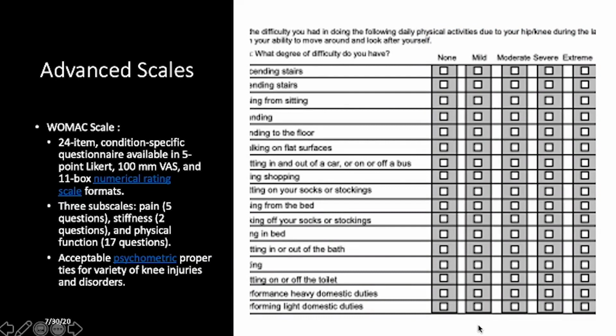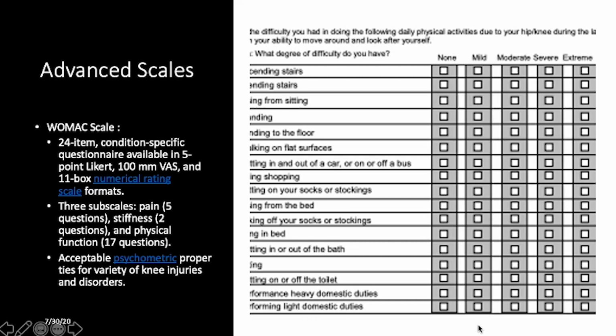I am sure all the students who are working in MD and PhD, not the undergrad, but those working in MD and PhD, are aware of different scales. Like here, the WOMAC scale. This is the advanced scale. It has 24 items, a condition-specific questionnaire available in 5-point Likert, 100 mm VAS, and 11-box numerical rating scale format. This WOMAC scale has 3 subscales. There are 5 questions for pain, 2 questions for stiffness, and 17 questions for physical functioning.